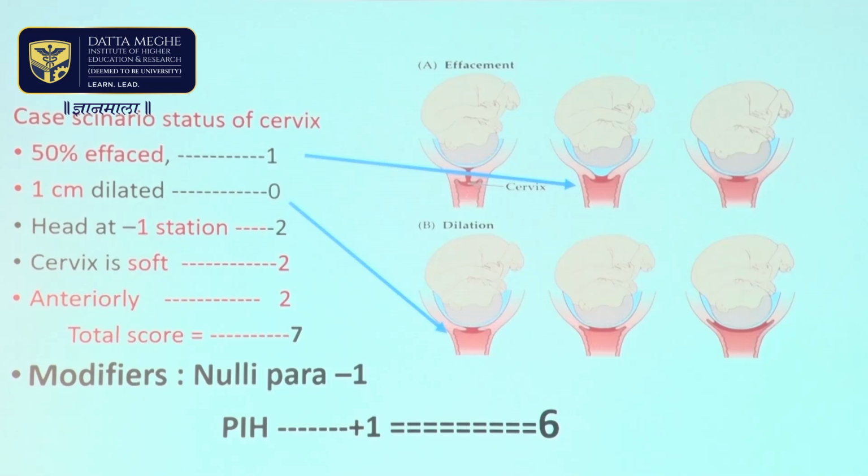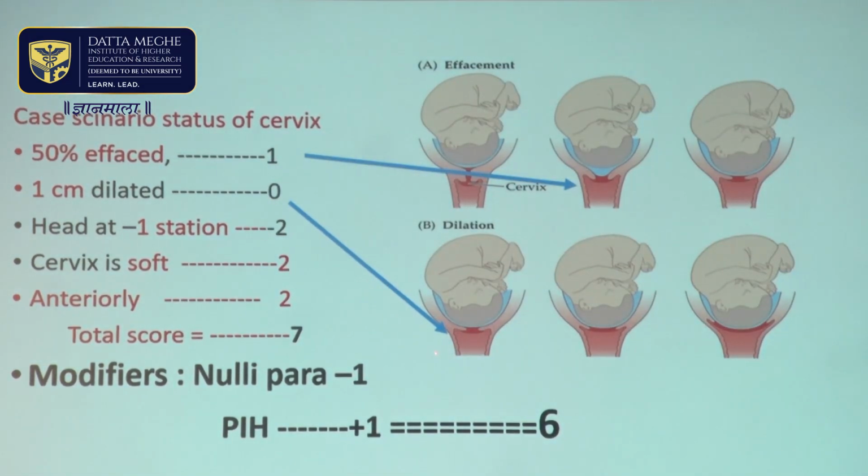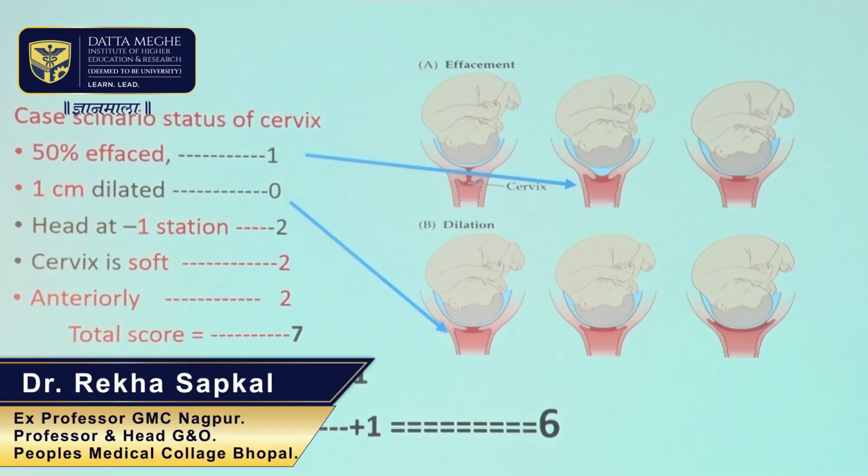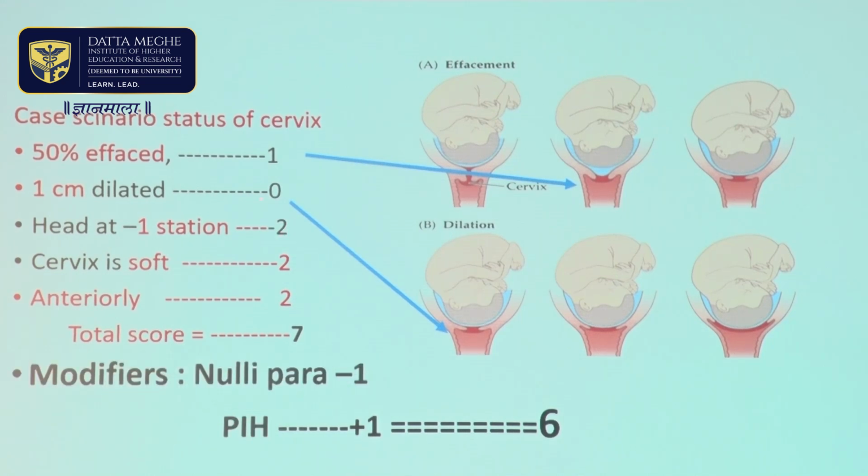This one is the effacement of the cervix and this one is the dilatation of the cervix. Okay. We are given a case scenario where they have written 50% effaced cervix, 1 centimeter dilated, head at -1 station. That means 2 points, 1 centimeter dilated means 0 point, anterior position cervix 2 points, soft cervix 2 points, total score comes to 7. Modifiers are, she is a nullipara, so 1 point is minus, and she is a patient of preeclampsia, so +1 is added. So, total score was 7, it becomes 6.